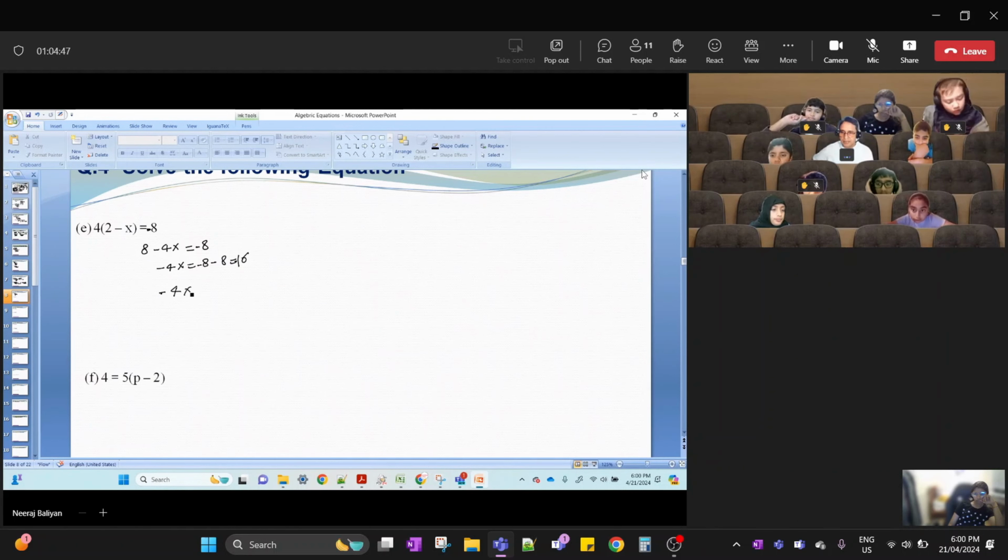So let me write it in a new line. Minus 4x is equal to minus 16. So x equals minus 16 divided by minus 4. You can do the cancellation of the minus sign. So it's going to be 16 divided by 4, which is 4. That's good.